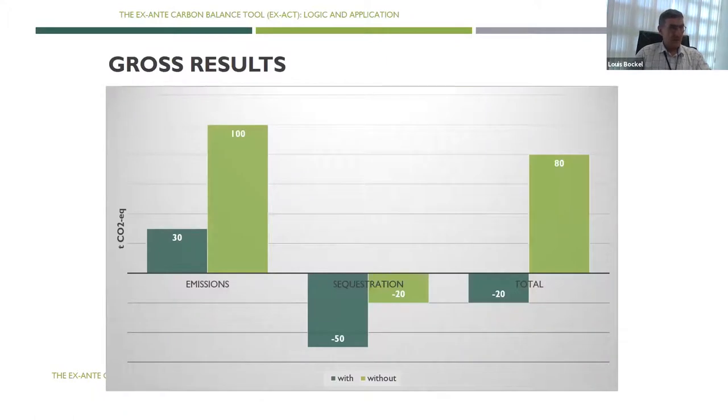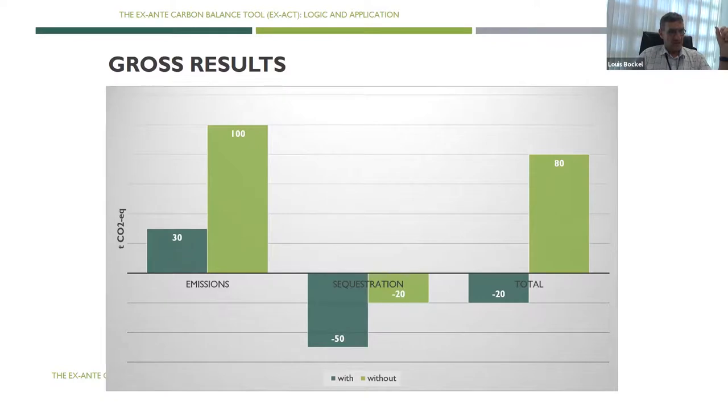Now, if we translate this into a figure, what we see here is with project in dark green and without project in light green. The emissions are only 30 with project and 100 without project. And the sequestration is only minus 20 without project and minus 50 with project. So the total with project is minus 50 plus 30 minus 20. And the total without project is 100 of emission and minus 20 of sequestration, so it is 80.